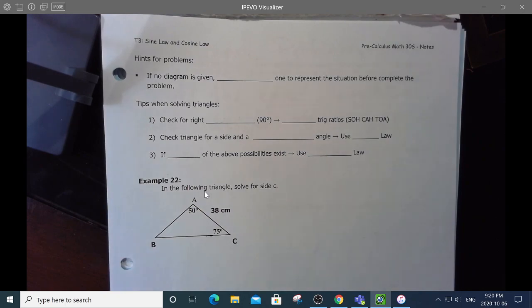Is this the right page? 25. No, I need page 24. There we go. Sorry, I'm on the wrong page.